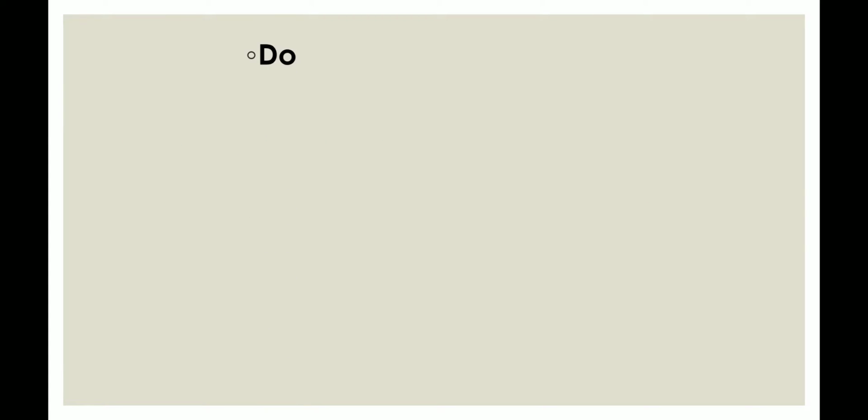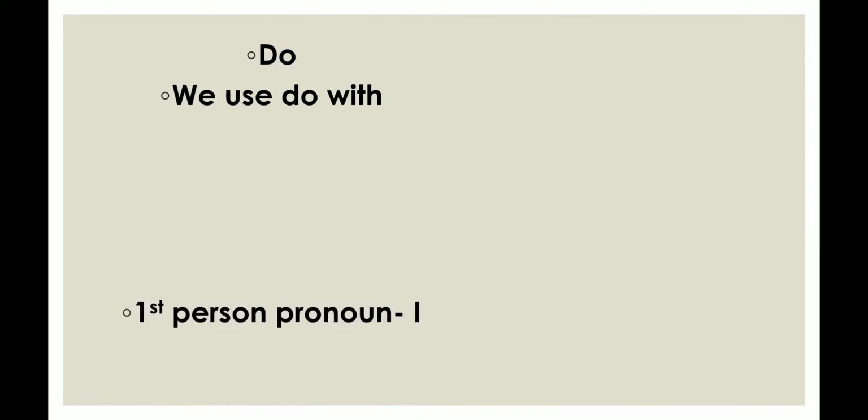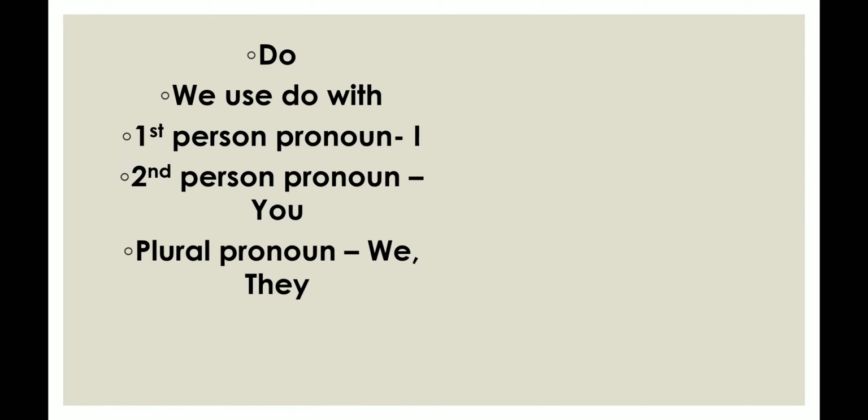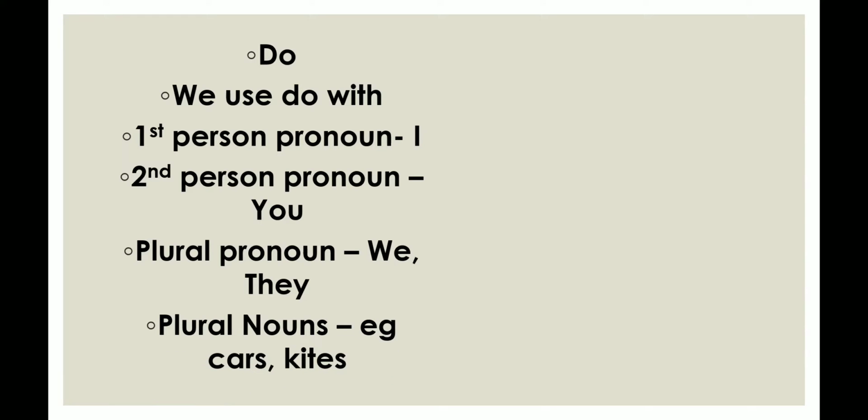It's a simple thing. While we are using do, we should use do with first person pronoun I, second person pronoun you, or plural pronouns like we and they. We can also use it with plural nouns, for example cars, kites, boys, girls. Anything with the plural amount can be used with do.